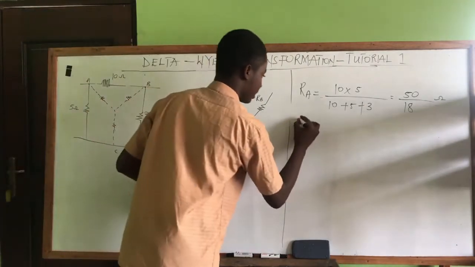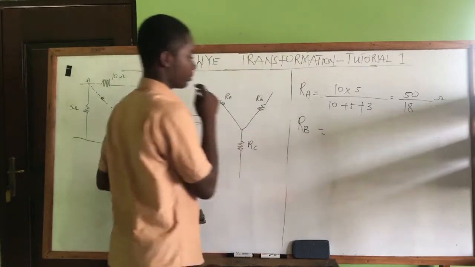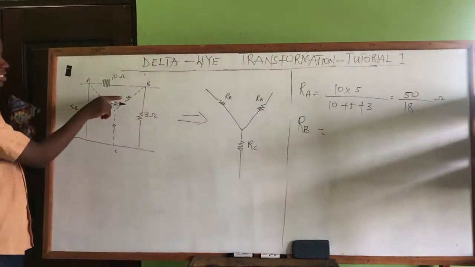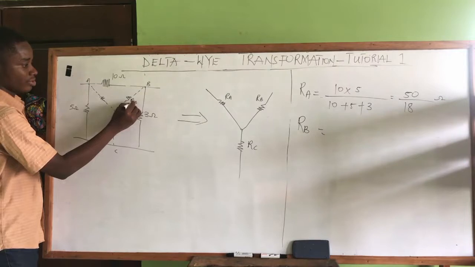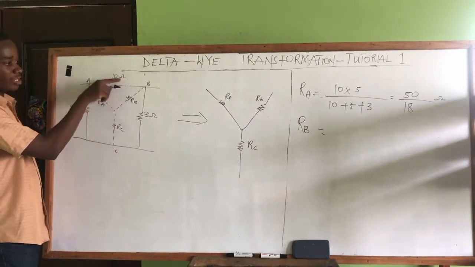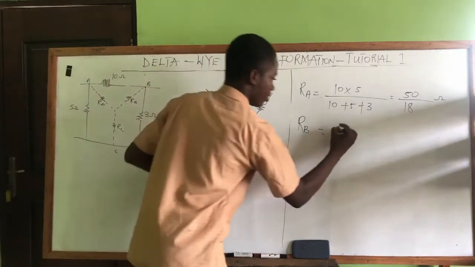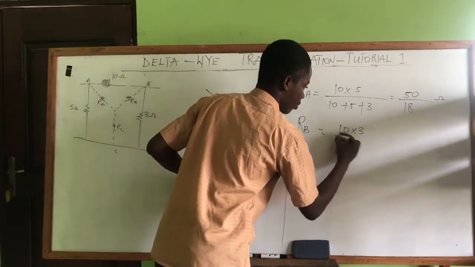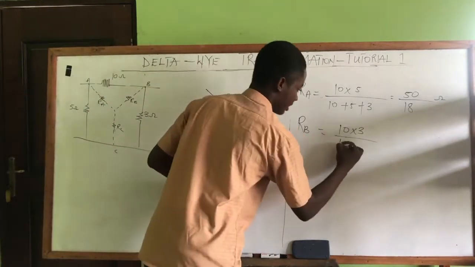The next value is, let's say, RB. How do we calculate RB? This is RB here. So RB, RA, RC. So RB is lying between 10 and 3. I have 10 by 3 over the summation, which is the same as this one.